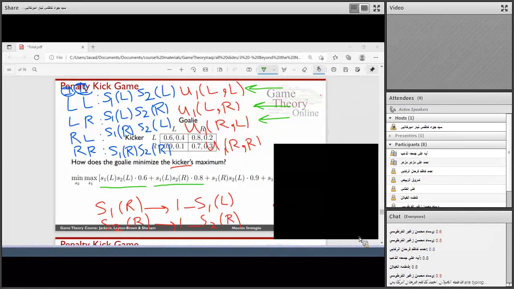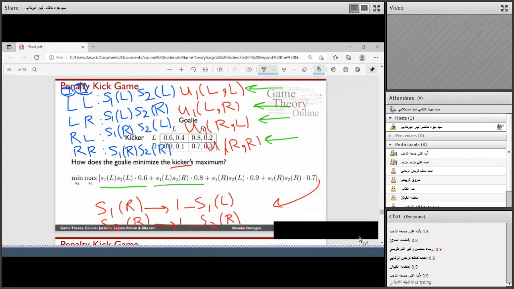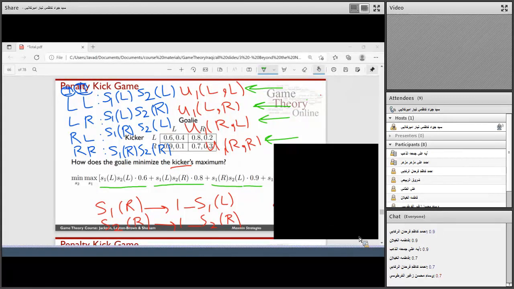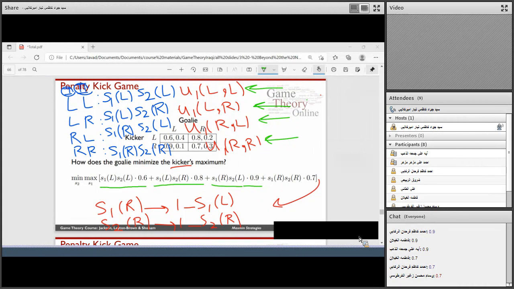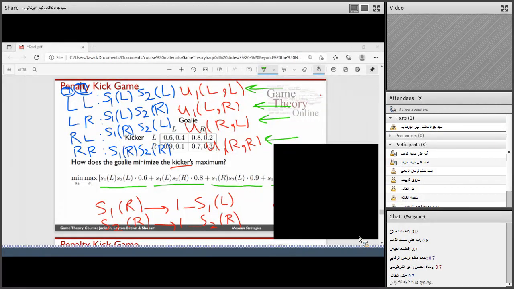RL. What is the U1 of R and L? U1 of R and L is 0.9. That's right. So that's S1 of R, S2 of L times 0.9. That's right. And finally, RR. What is the utility for user 1 when both of them go to right? That's right. It's 0.7.